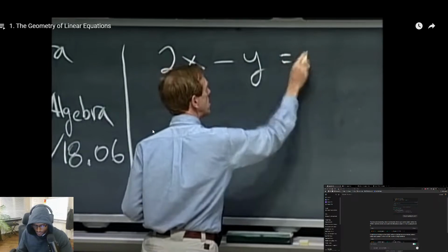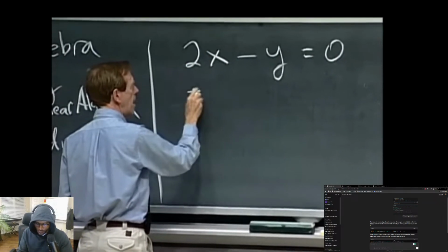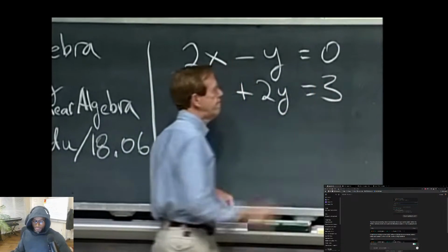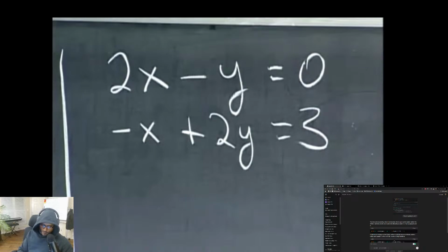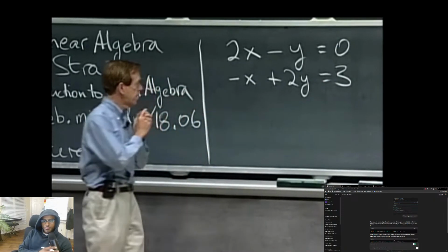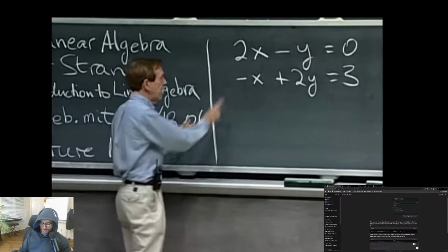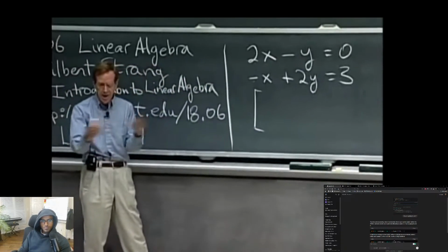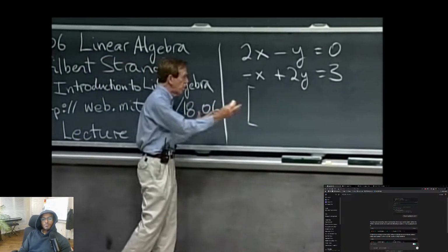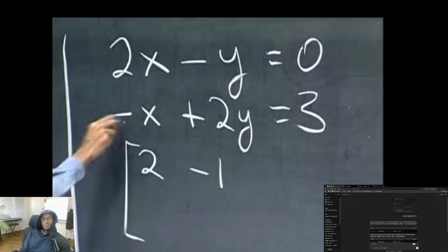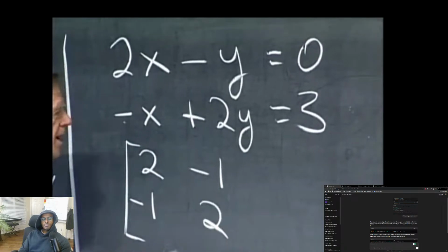Y equals 0, let's say, and minus x plus, say, 2y equals 3. I can even say right away, what's the coefficient matrix, the matrix that involves these numbers. A matrix is just a rectangular array of numbers. Here it's 2 rows and 2 columns. So 2 and minus 1 in the first row, minus 1 and 2 in the second row. That's the matrix.